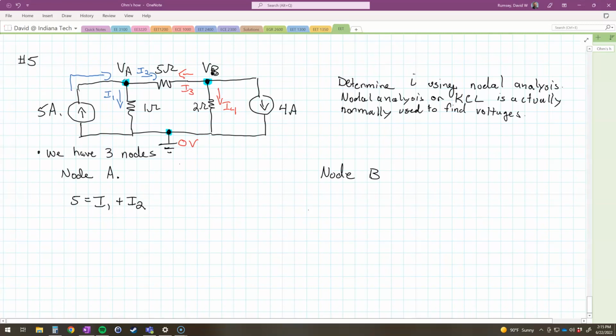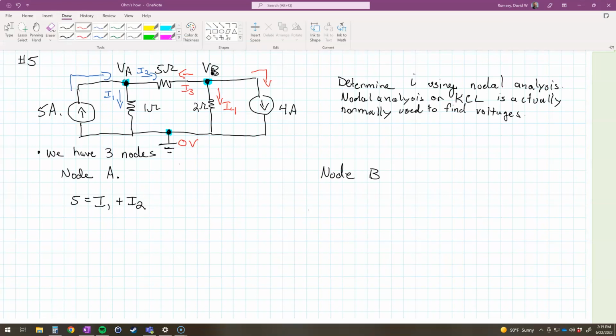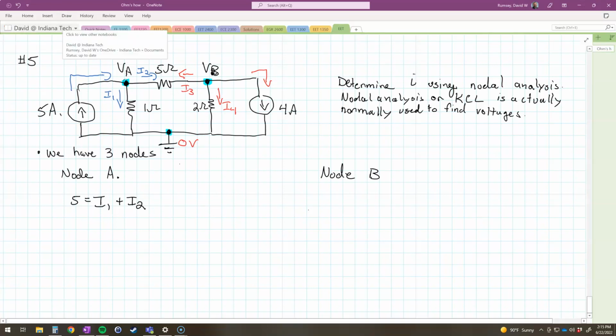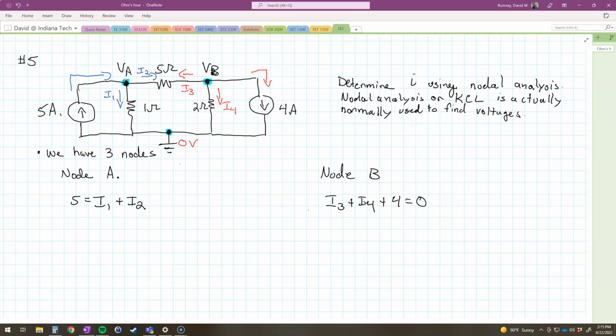In this case, all of my currents are leaving the node, because I'm going to keep this one just leaving since it's leaving already. And so for node B, I would have the equation I3 plus I4 plus 4 equals 0, because they're all leaving the node. You'll see why I draw the currents through my resistors at a node such that they're always leaving in a second.